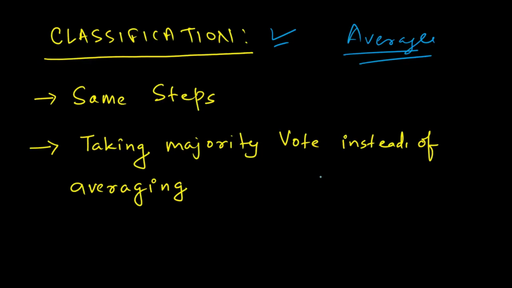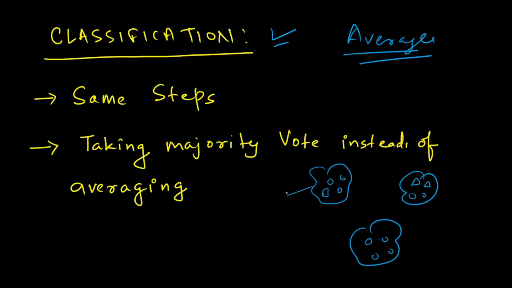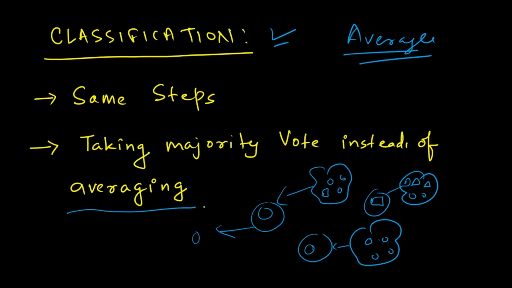So let's say we have 3 decision trees, and we have circles and squares. Here the majority is, let's say, circle. Here the majority is square, and here the majority is circle, right? So for the same observation, we have two circles and one square. The final outcome will be taken as the majority one, which is the circle. So that's the difference. You take the majority count or majority vote instead of averaging in the case of classification. But the steps are the same.